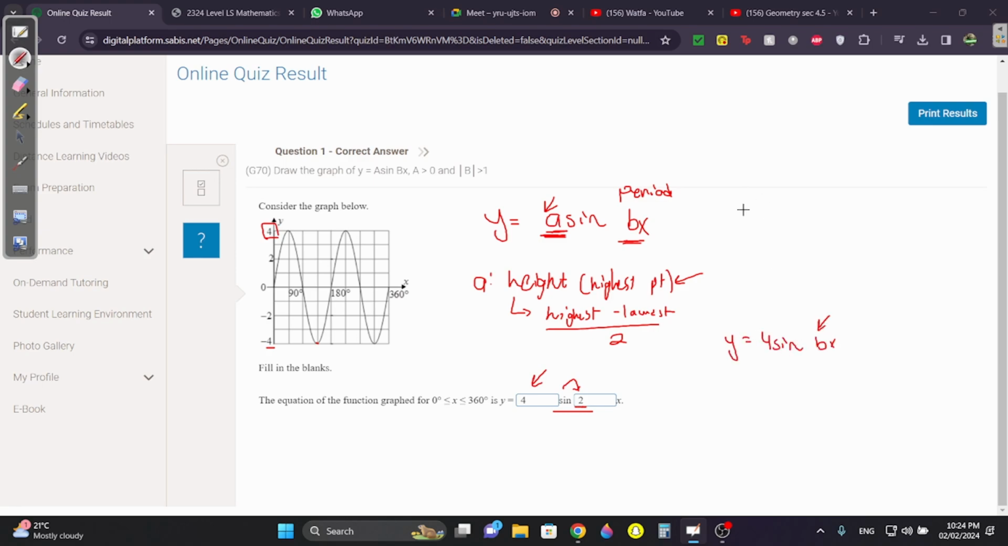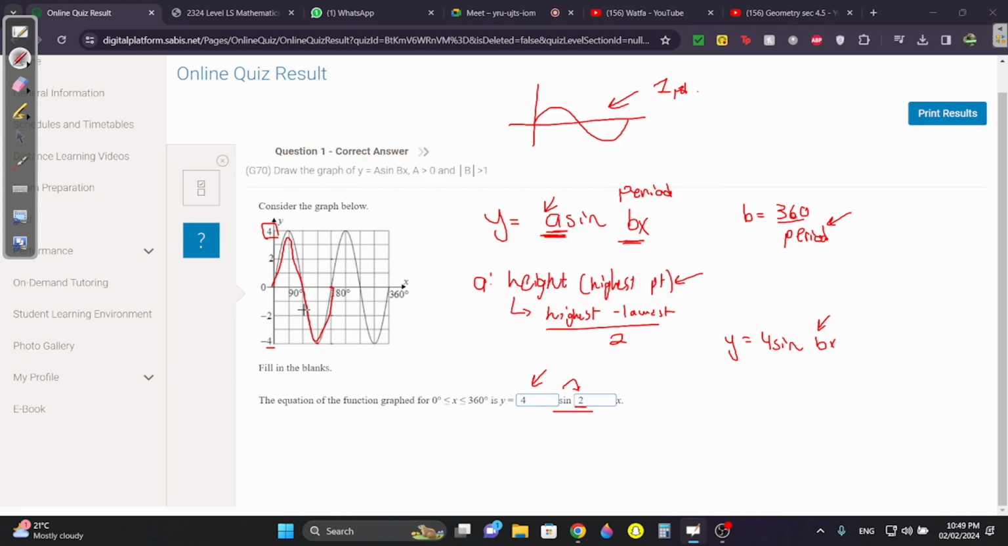How do you find b? B equals always 360 divided by period. Okay, how do you find what the period is? The sine graph starts like this. Okay, the sine goes up, goes down, and then comes back up like this. This is one period. So look at the period. Our sine graph goes up, down, and back up. That's one period.